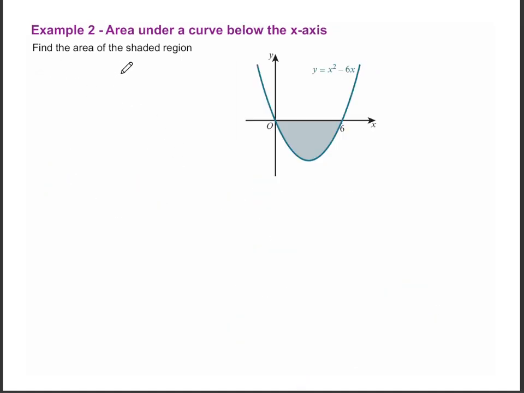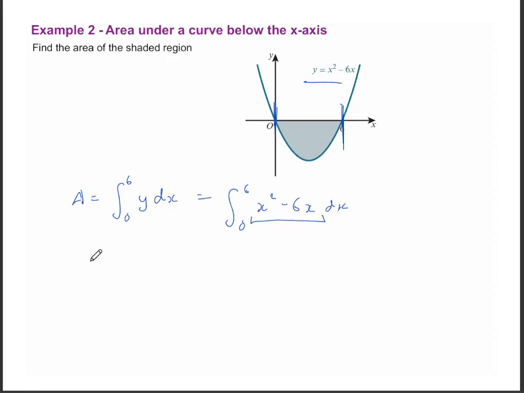Example 2, find the area of the shaded region bounded by the curve y equals x squared minus 6x, the x-axis, the line x equals 0, and the line x equals 6. The way we're going to write that is, our area is equal to the integral from 0 up to 6 of y with respect to x, which is equal to the integral from 0 to 6 of x squared minus 6x with respect to x.